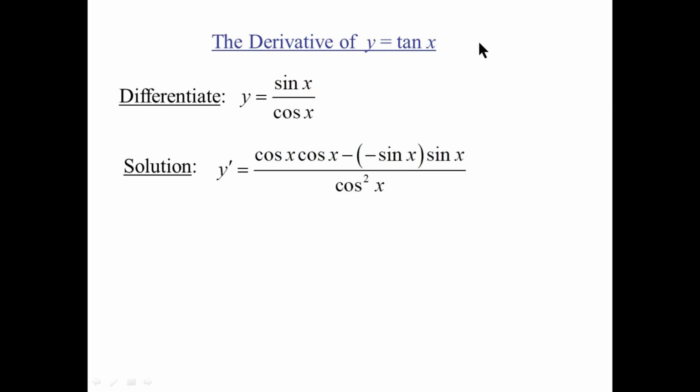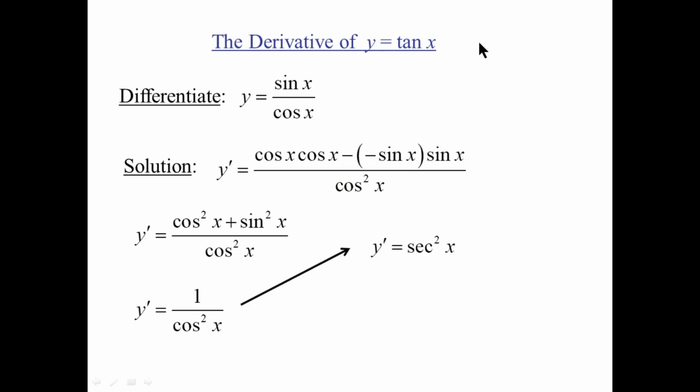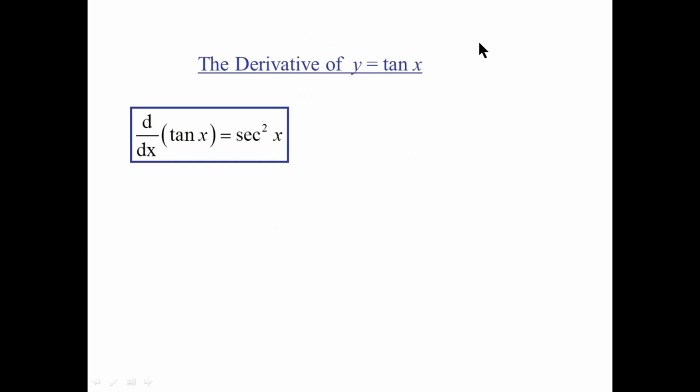over the bottom thing squared, which turns out to be cos squared plus sine squared over cos squared. And cos squared plus sine squared, we also know from trig identities, is the number 1. So 1 over cos squared. And 1 over cos squared is secant squared, because secant is 1 over cos, and 1 over cos squared is secant squared. And so this is the derivative of y equals tangent x. In summary, d tan x by dx equals secant squared x.